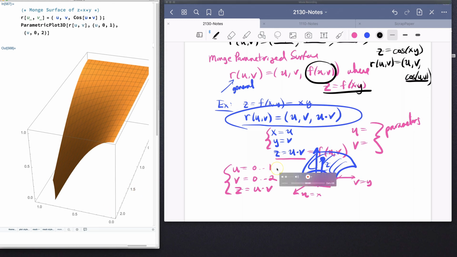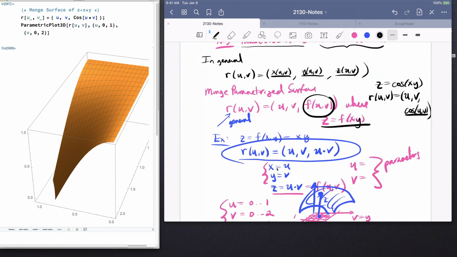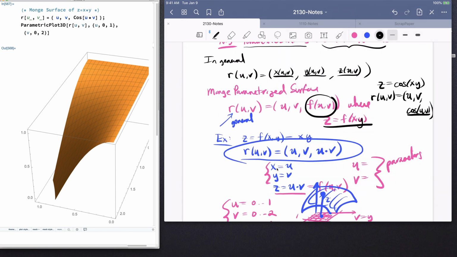Okay. More interesting things happen when we move to x, y, and z, in the general case, being functions of u and v.